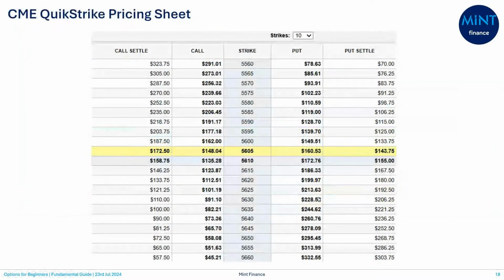Another very useful part of QuickStrike is the pricing sheet. We don't need to keep revisiting that options calculator, entering all of the different strike prices we might want to consider each time. The pricing sheet allows us to automatically generate all of that data for a range of strike prices. What you see here is the pricing sheet for E-mini and Micro E-mini S&P 500 options. The yellow bar is the current underlying price, and it's showing us 10 strikes above and 10 strikes below that. Within those strike values, what is the premium required for those options?